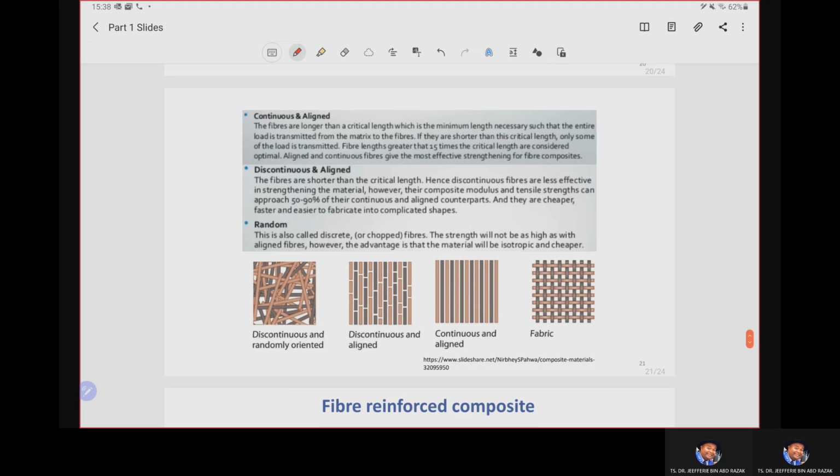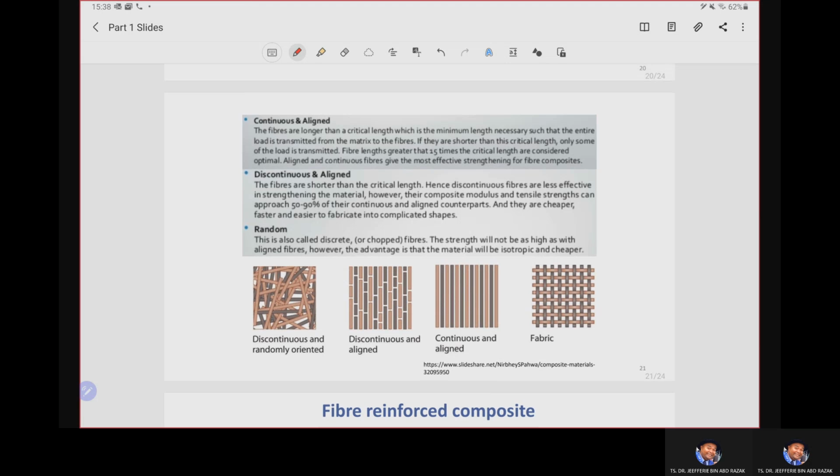The following slide is just showing the pattern configuration of fibers in fiber reinforced composite. We can have discontinuous fibers that are randomly oriented. Discontinuous and aligned pattern, like this, for short fibers, and continuous and aligned pattern for the long fibers here. And interestingly, we also have the fabric pattern like a mat, like tikar mengkuang here. We can have it in our composite as one kind of fiber orientation. We also have this kind of fabric pattern where the fibers are arranged in a specific weaving pattern.